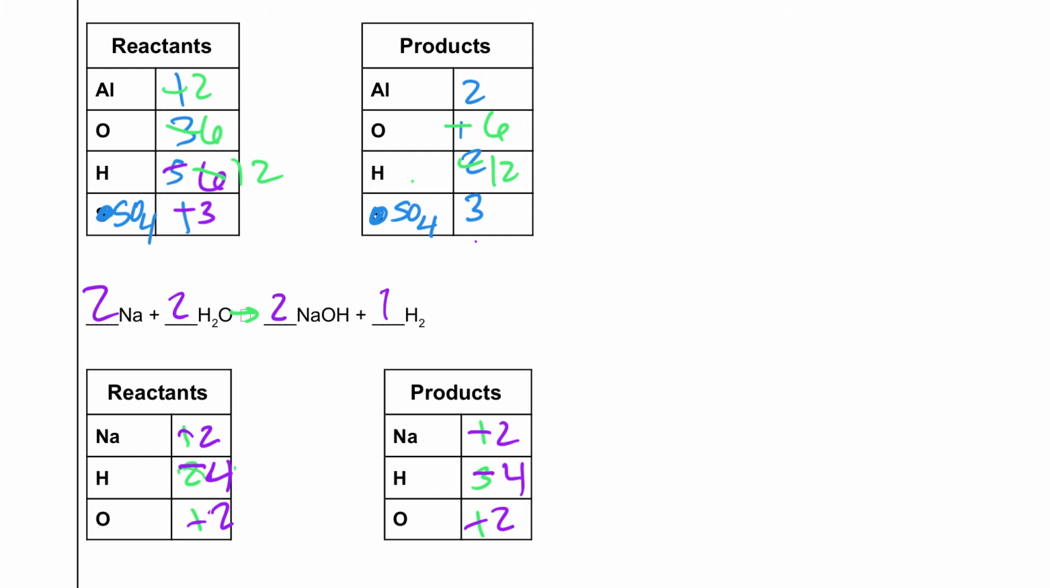You could have easily picked a different number to start. And maybe you picked 4, and you ended up with 4, 4, 4, 2. Well, this answer is not in the lowest whole number ratio because they all have 2 in common. You could have divided, and you would have gotten this answer.